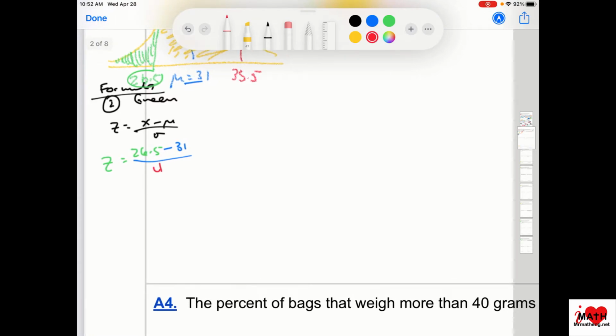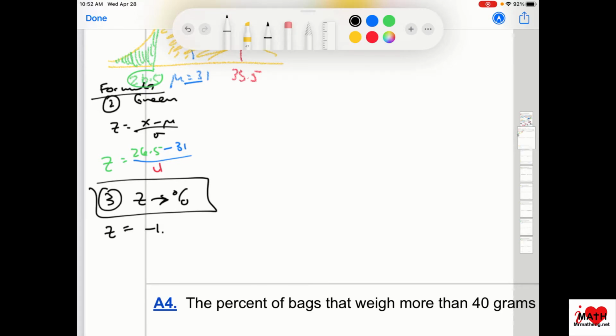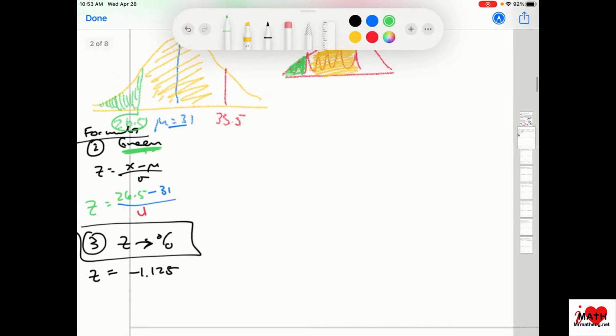Okay, this will give us, okay, so this is step 3. We're going from a z to a percent. Okay, this will give me a z-score of negative 1.125. Okay, that was the green one. Let's do the red.